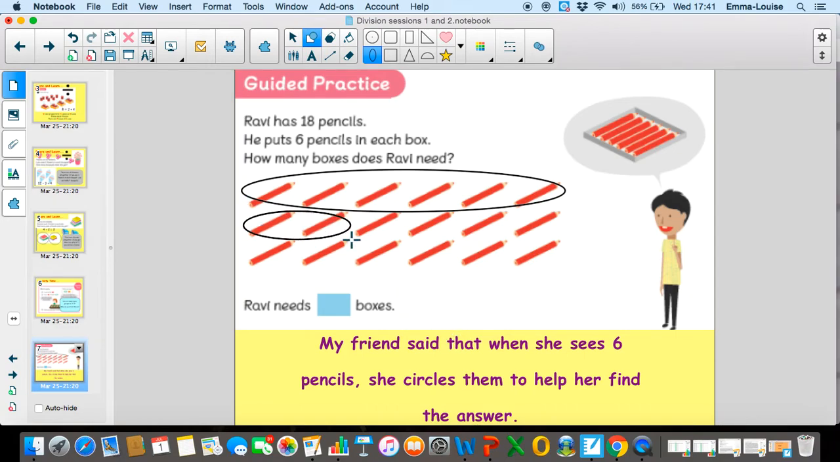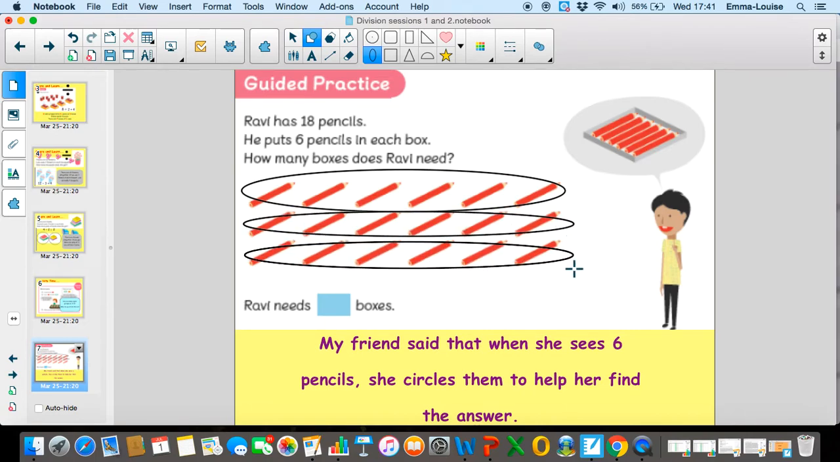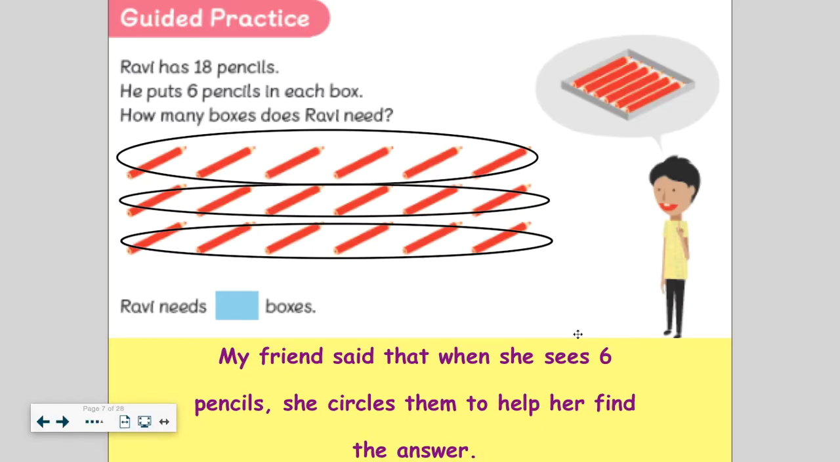I can see another group of 6. And I can see another group of 6. Now all of those pencils have been put into groups. Do you agree? They have. How many groups can you see? Well, I can see I've drawn 1, 2, 3 circles. My circles represent the groups, so I must need 1, 2, 3 boxes.